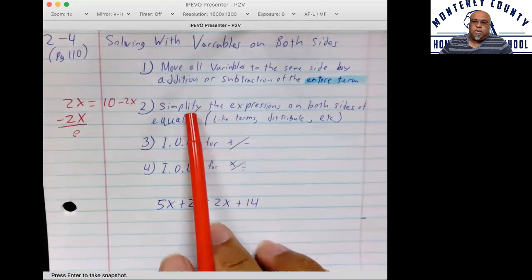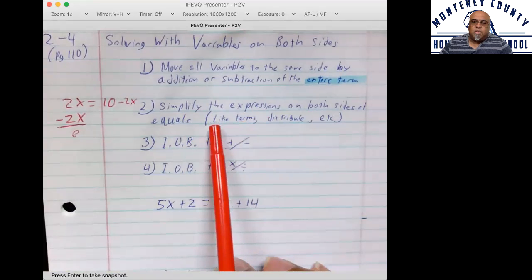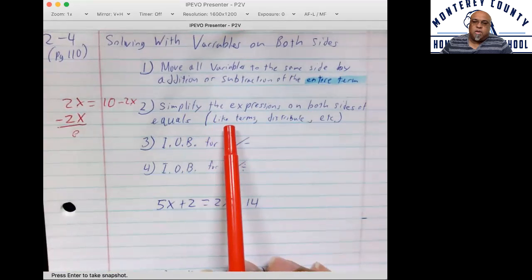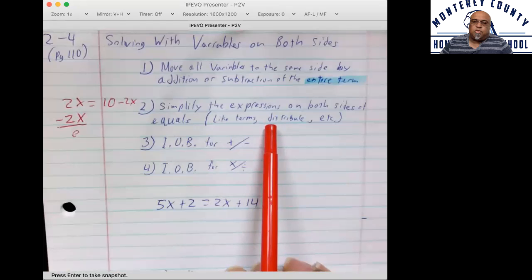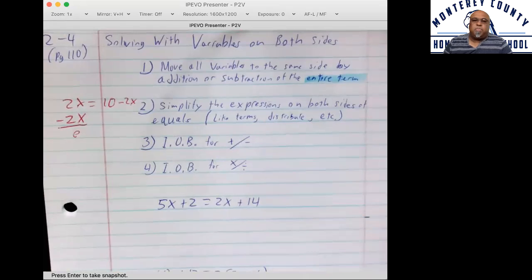So step 2 is to simplify the expression on both sides of the equals sign. Now we simplify as we learned in lesson 2-3, combining like terms and using the distributive property, etc. When I say etc., I mean things like removing fractions or decimals if necessary. By the way, you don't always have to remove a fraction or decimal in an algebra problem. It just makes it a lot simpler to do unless you're really good with the rules of decimals and fractions.